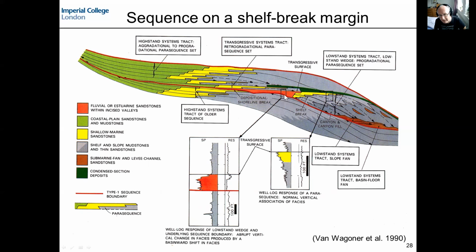We then, in these models, group the falling stage systems tract and the lowstand systems tract from the 2 previous diagrams together.